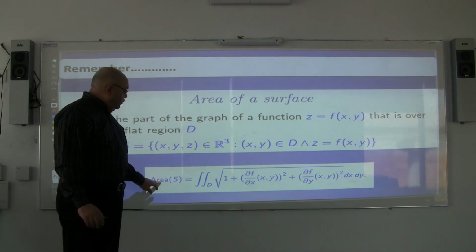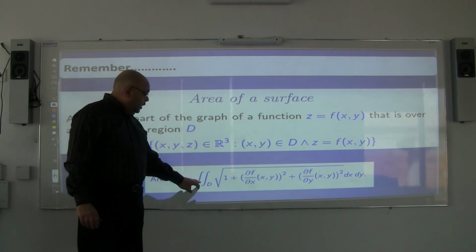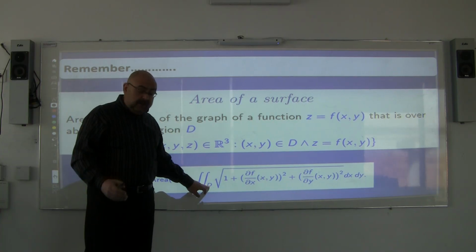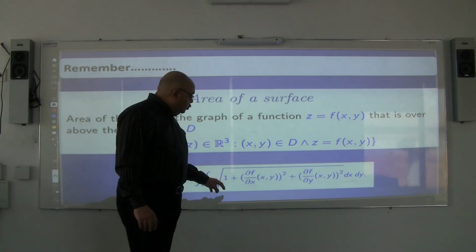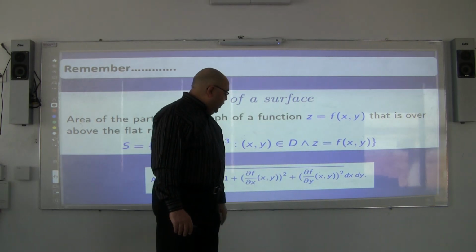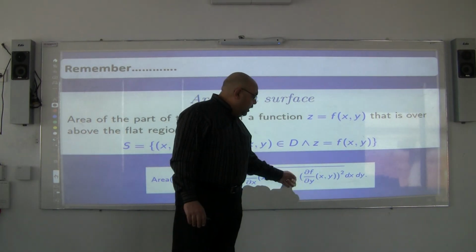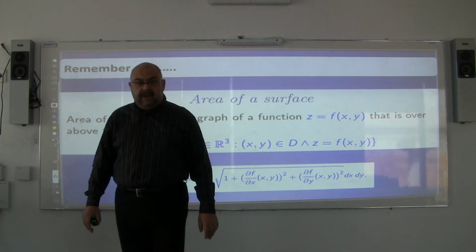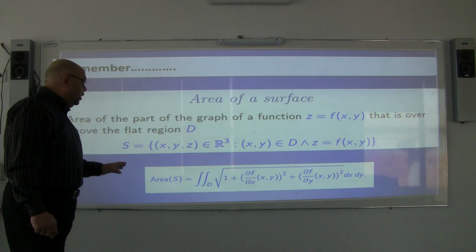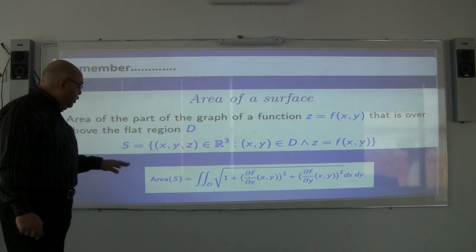All I have to do is to find the area by doing a double integration over the domain of the function, using the square root of 1 plus the partial derivative of f with respect to x to the power of 2, plus the partial derivative of f with respect to y to the power of 2. Just by performing this double integration, we will be able to evaluate this area.